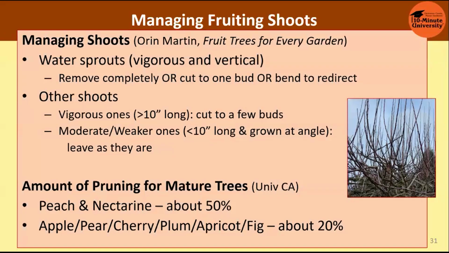Keep in mind the amount of pruning for mature fruit trees. On average, peach and nectarine need heavier pruning. You remove about 50% of last year's growth. And for the other trees, you remove roughly 20%.